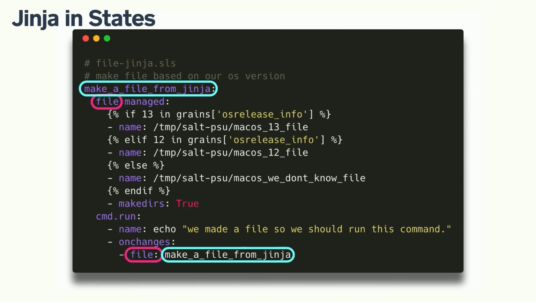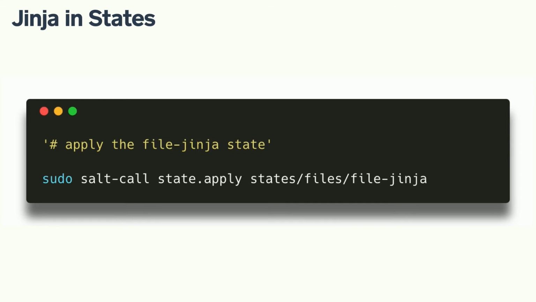So this is a local example of that requisite of OnChanges. So in this particular time you need to specify the ID because you don't actually know which name is going to be there. So when you specify the ID, if any of the files are modified, it'll run that command.